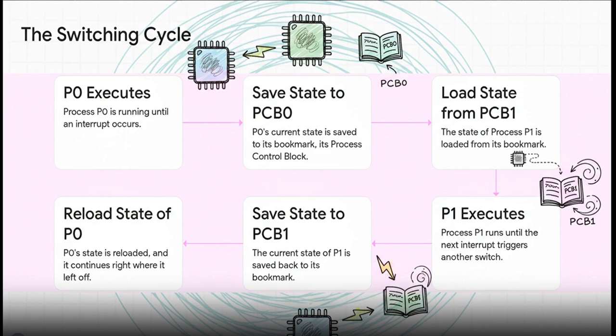Instantly, the CPU saves everything about process 0 into its special bookmark, PCB0. Then it pulls out the bookmark for another task, process 1, loads up its save state from PCB1, and now process 1 is running. The moment the next interrupt happens, the whole thing just reverses. It saves process 1 state back to its bookmark and reloads process 0 from its bookmark. It's just this constant, fluid cycle of save, load, run, save, load, run.